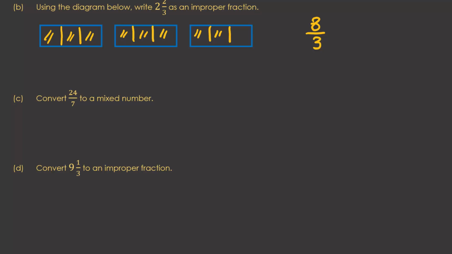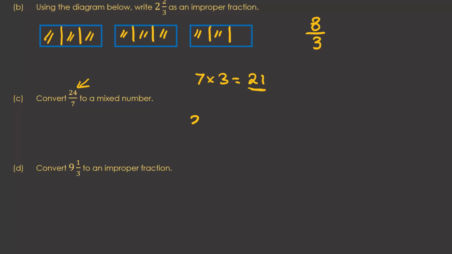So we want to convert 24/7 to a mixed number. The first thing to think is, how many times does 7 go into 24? It goes in 3 whole times, and 7 times 3 is 21, which gives me, if the top is 24, a remainder of 3, because 24 take away 21 is 3.